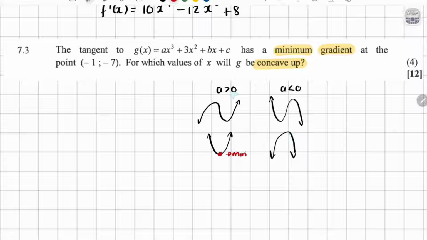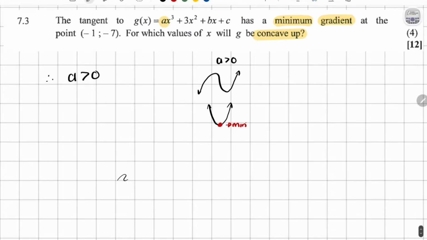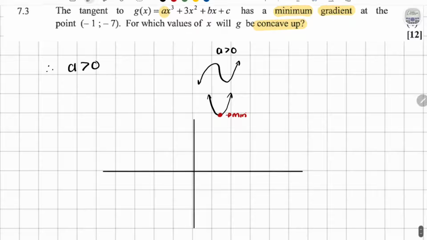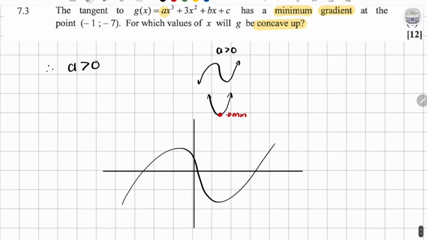So now immediately we know what the graph is going to look like. So we know for sure that a is definitely greater than 0. So that's our a value over there. We know that a is positive. Let's try to see what we can do with this now. Now we know the shape of the cubic function. So let me put down a Cartesian plane and actually draw this down. So the cubic function I know now looks like this.